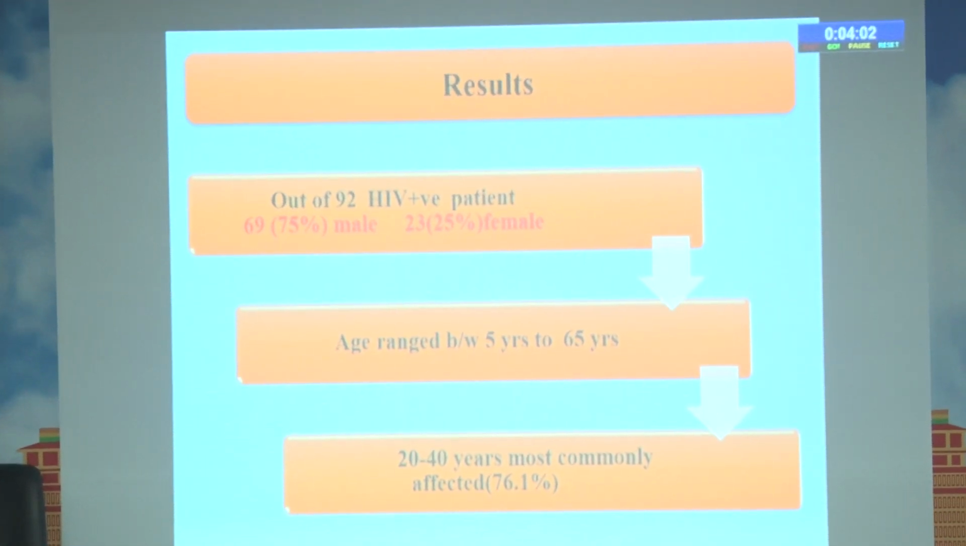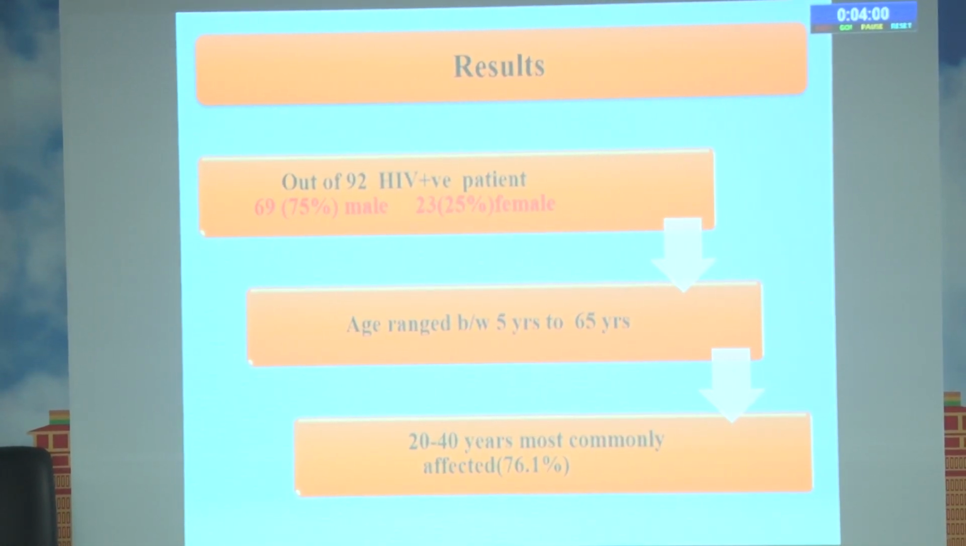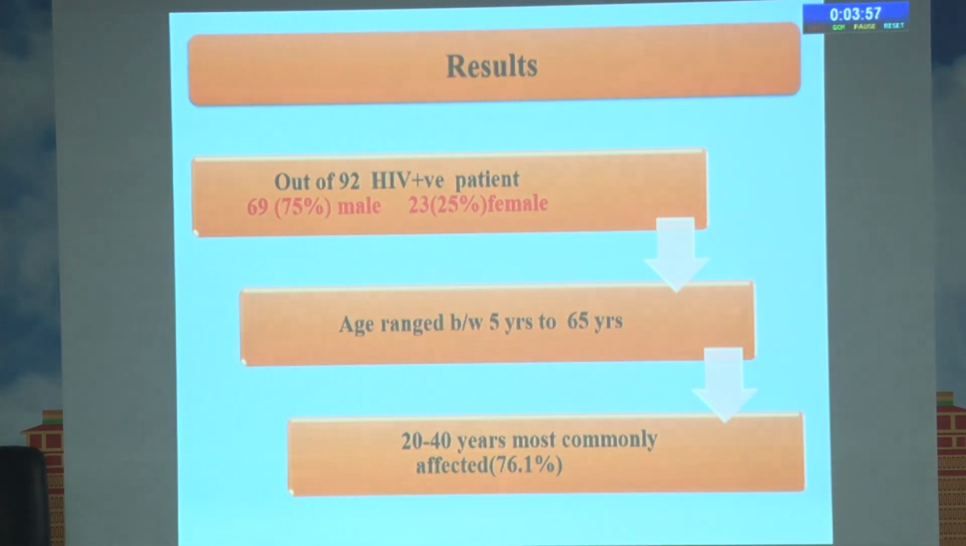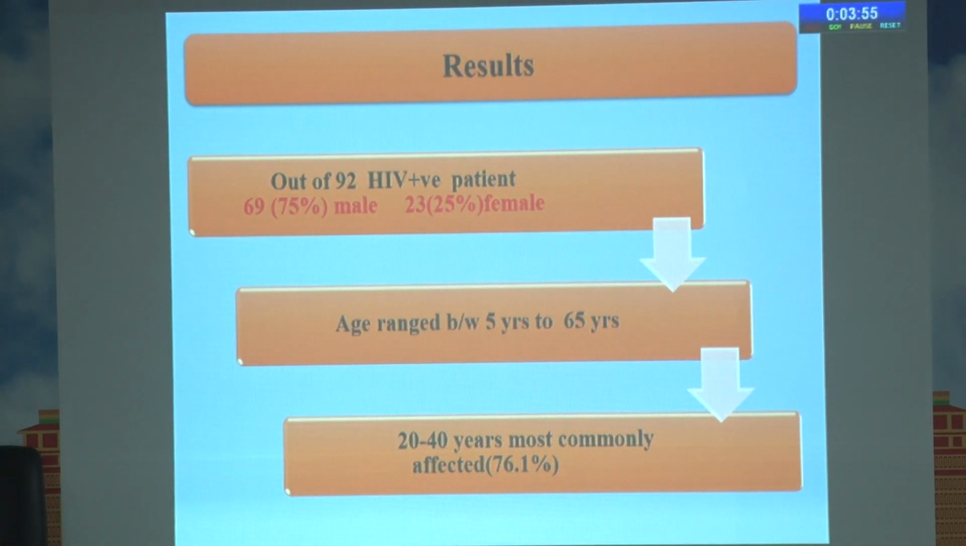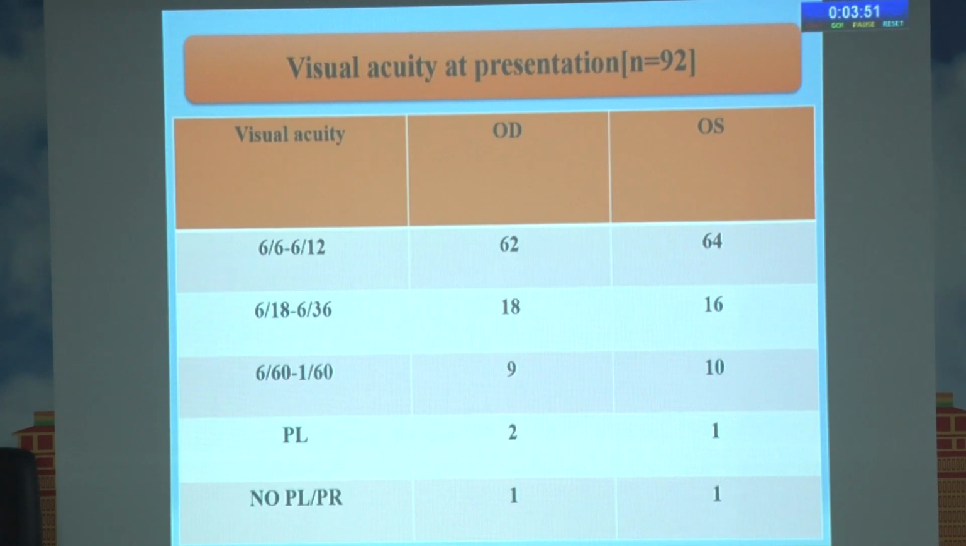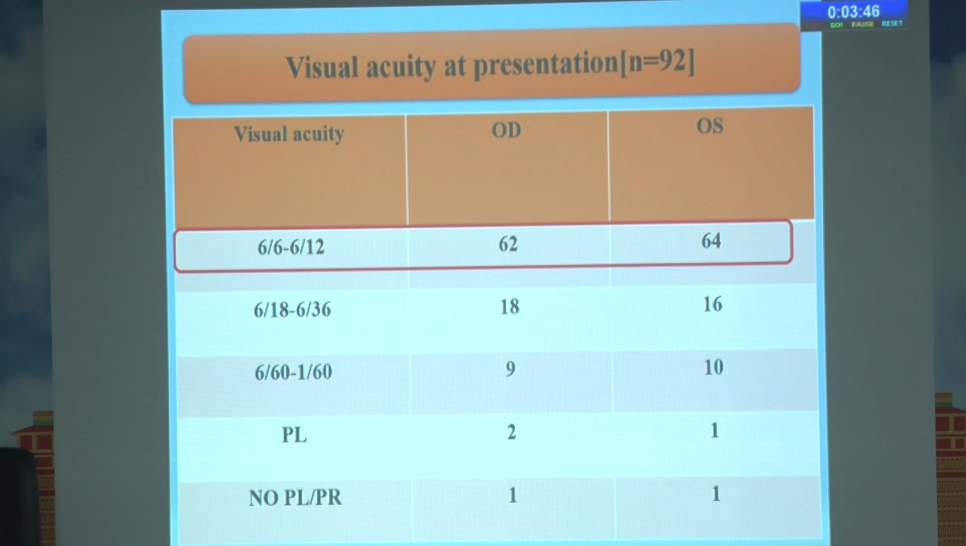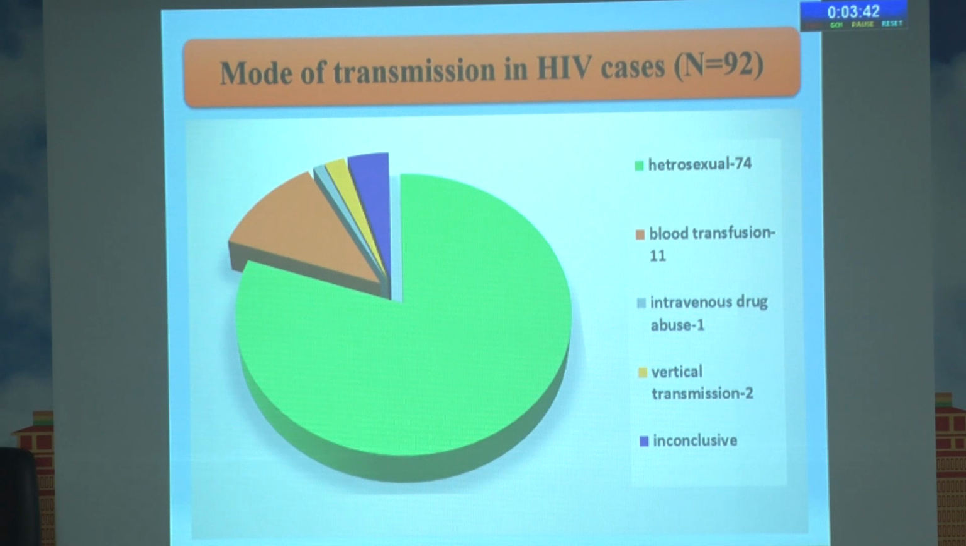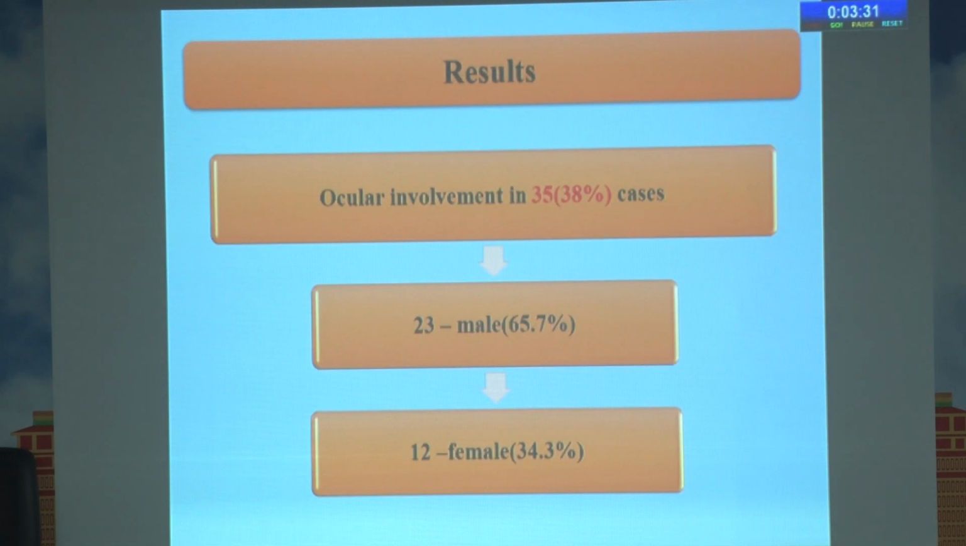Out of the 92 patients included, 75 patients were male. Age range was between 5 years and 65 years, and most of the patients were between the ages of 20 and 40 years. Visual acuity at presentation: most of the patients had visual acuity between 6/6 and 6/12. One patient was PL denied. 74 patients had a heterosexual mode of transmission. Blood transfusion related mode of transmission was seen in 11 patients.